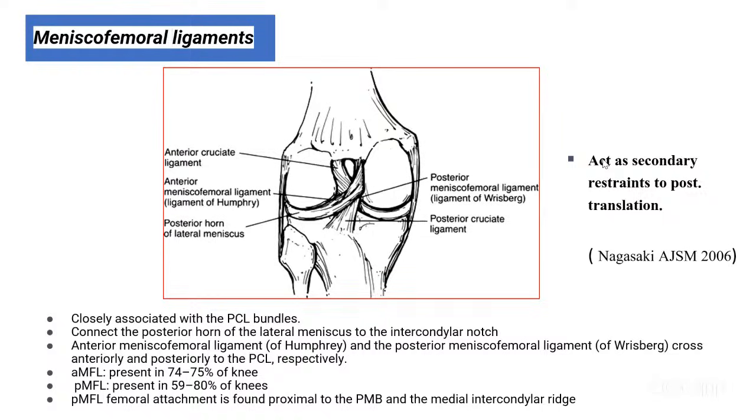Okay. So when we are discussing the posterior cruciate ligament, we should be aware of the meniscofemoral ligaments. One is the anterior meniscofemoral ligament of Humphrey, and the second one is the posterior meniscofemoral ligament of Wrisberg. The anterior meniscofemoral ligament is present in 74 to 75% of knees, and the posterior meniscofemoral ligament is present in 59 to 80% of knees. The posterior meniscofemoral ligament femoral attachment is found proximal to the posterior medial bundle and the medial intercondylar ridge.